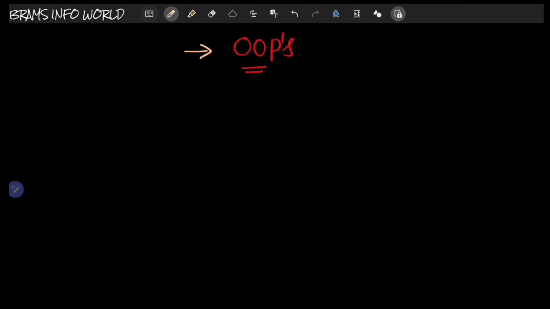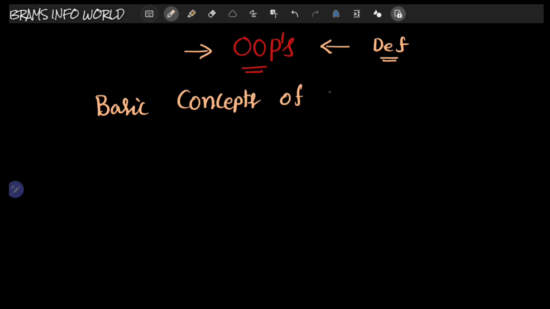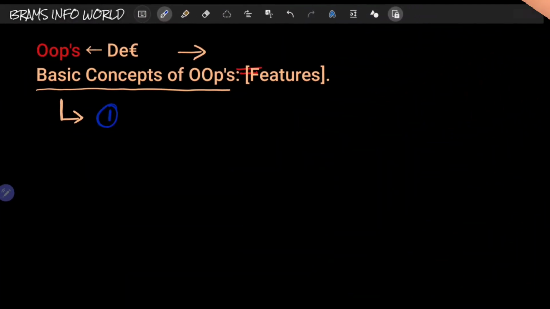In the previous video we learned what object-oriented programming system, programming style or synapses is. The definition was clearly explained in the previous video, so you have to watch that if you don't know what OOP is. In this video we are going to talk about the basic concepts of OOPs, or we can also call them features of OOPs. Okay, so let us talk about features of OOPs.